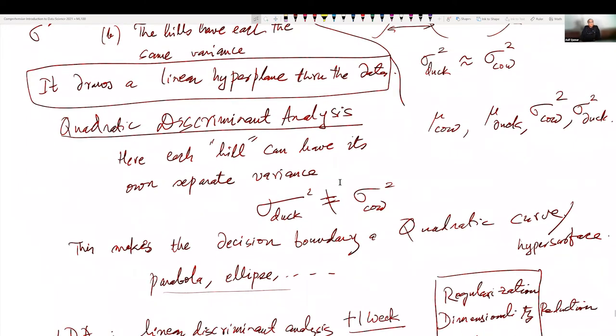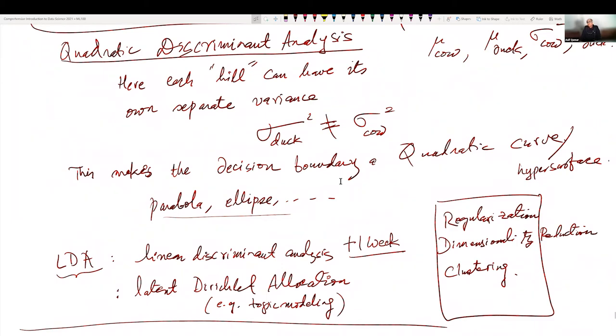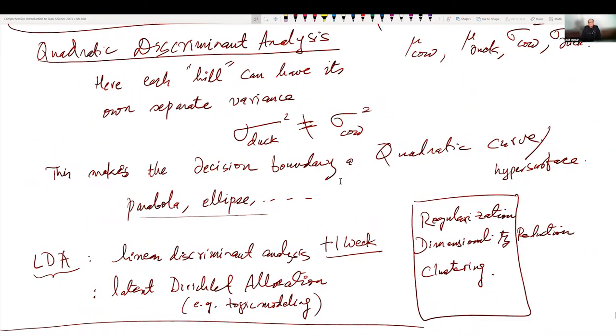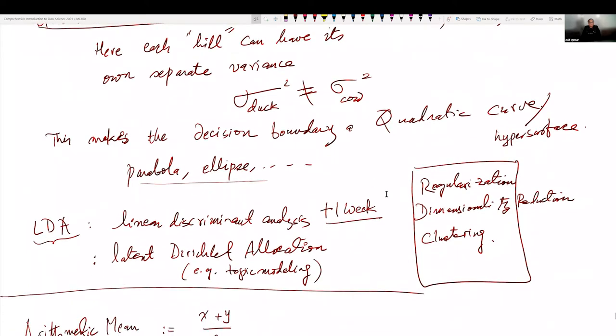Now, I mentioned, the LDA acronym in machine learning is often used for two separate algorithms. There's another algorithm which has the same acronym, LDA. That is latent Dirichlet allocation, often used for topic modeling, one of the simpler methods of topic modeling. And quite often these days when people say LDA, they mean latent Dirichlet allocation, because natural language processing is very hot these days. But remember, we are not talking about that.